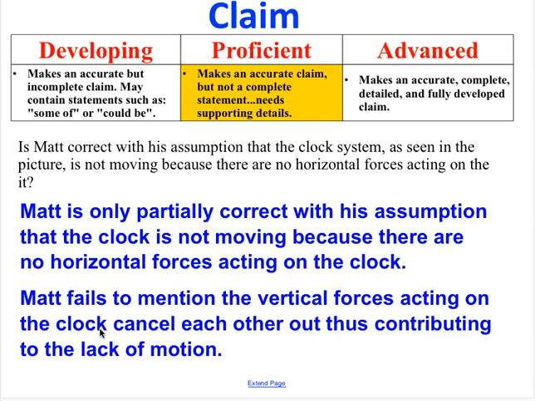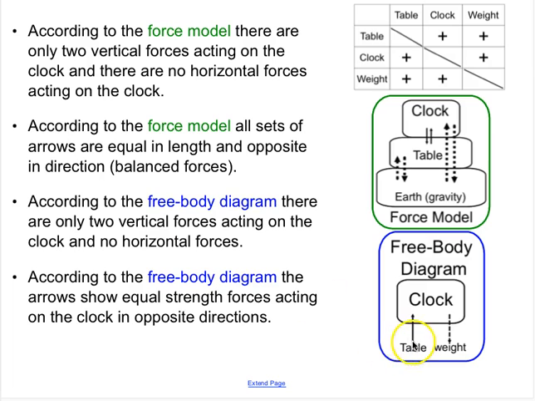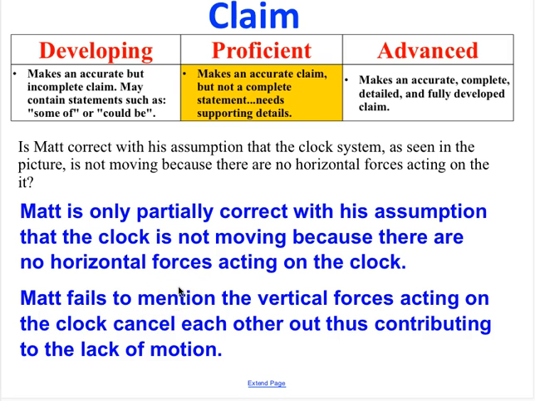So in other words, you can't just say, that book sitting on your desk, oh, it's not moving because there's no horizontal forces. There are other forces acting on it. What are those forces acting like? Well, as we can see here, these forces are acting in opposite directions, and they're equal. So this is an odd claim. We've always either been fully supporting a claim or fully disproving a claim. Here it's kind of, well, he's partially correct. There are no horizontal forces acting on it. That's part of the reason why it's not moving, but the vertical forces acting on it are equal and opposite in direction.